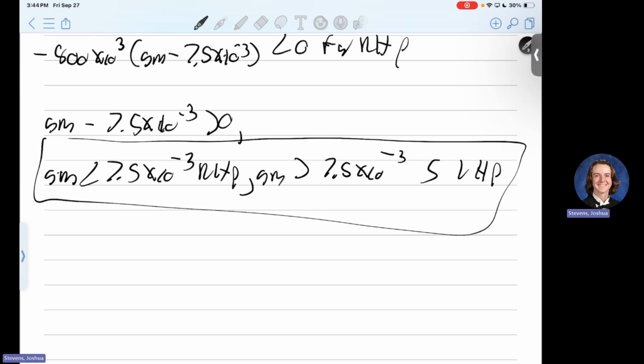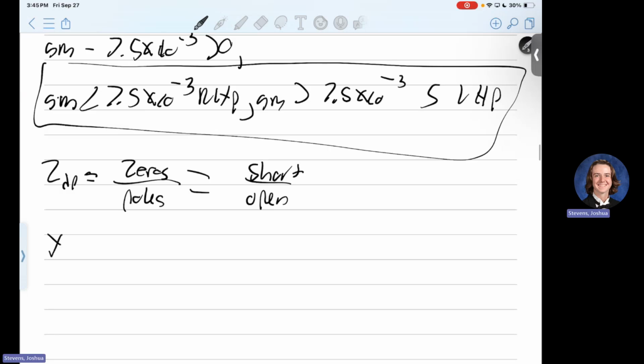Exactly. So poles and zeros for driving point impedance and driving point admittance are flip-flopped. For driving point impedance, zeros and poles equal short and open. For driving point admittance, you still have zeros and poles, but they're equal to open and short. Does that make sense?